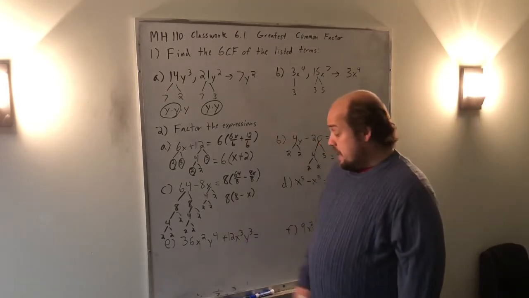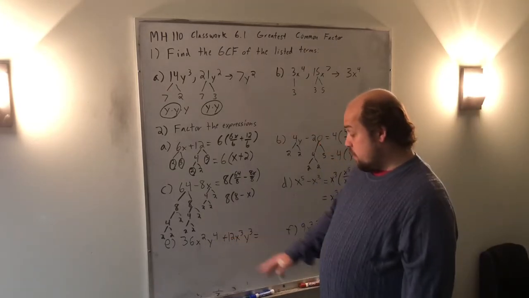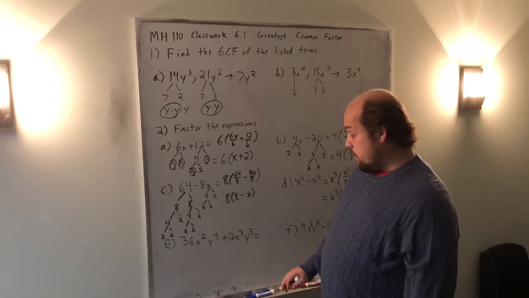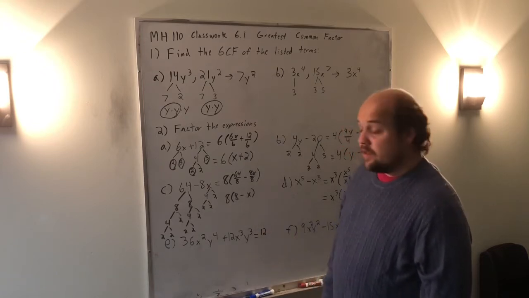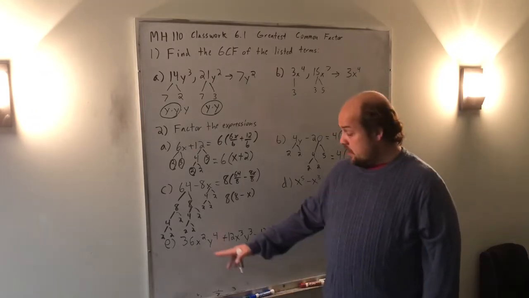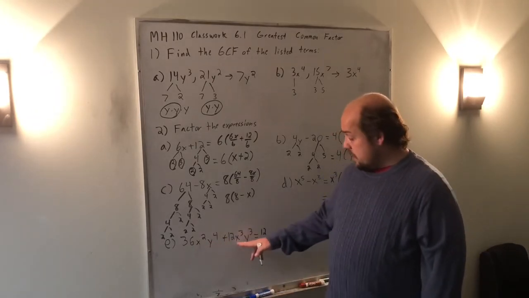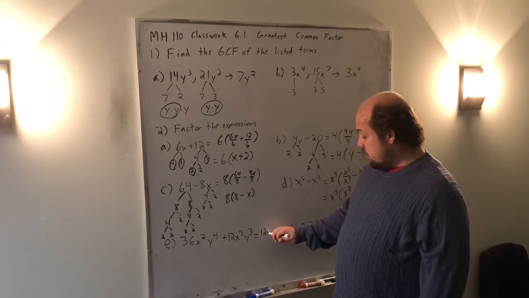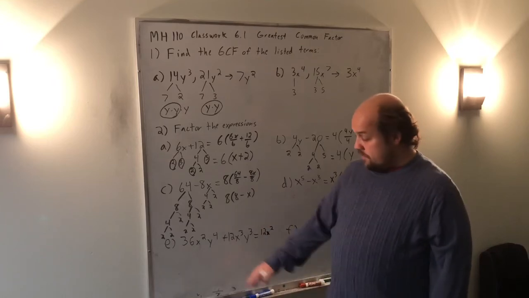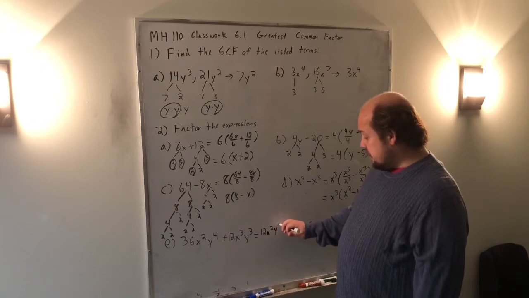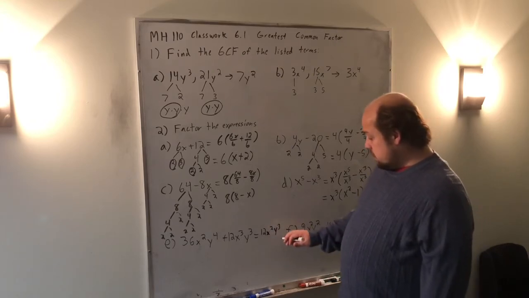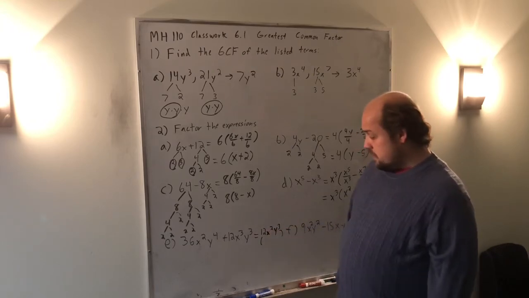For part E here, 36 and 12, the largest thing that goes into both of those is 12. I then want to write the lowest power of each variable that I see. For x's, I have x squared and x to the third, so the lowest I see is x squared. For y's, I have y to the fourth and y to the third, so the lowest I see is y to the third. So it's going to be this times something.